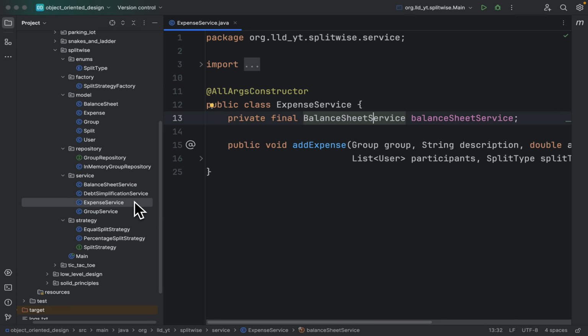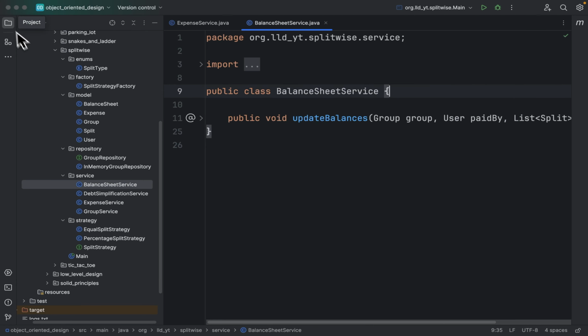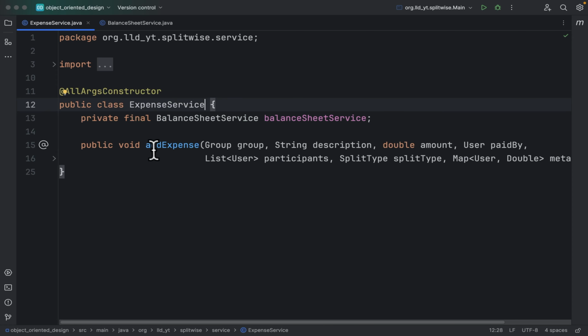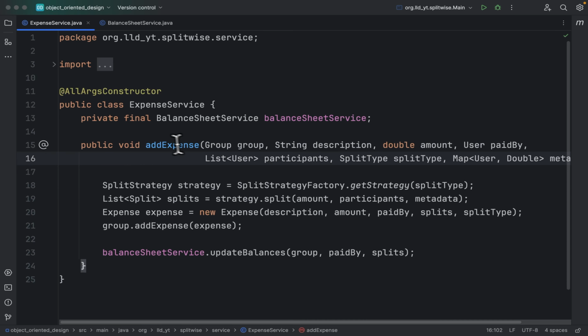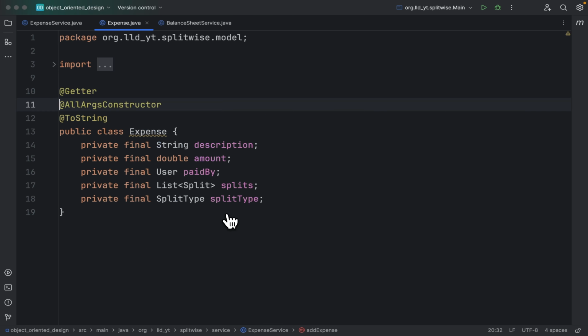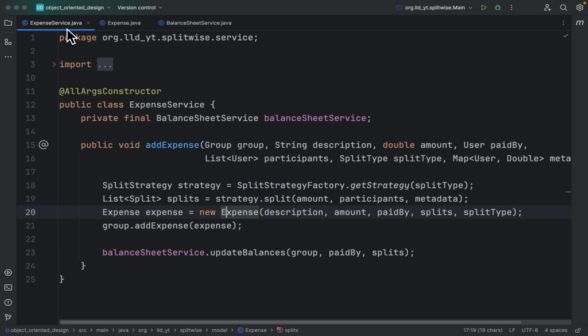One of the services was expense service and another is balance sheet service. In expense service, we have a function called add expense, which will be creating the expense and updating the balance sheet. In order to create the expense, we need a list of splits. Why? Because in the expense object, there is one attribute which is nothing but a list of splits, right? In order to get the list of splits, we need the object of strategy, right? And this strategy object would be decided by the user. So the user will be providing the splitting criteria.